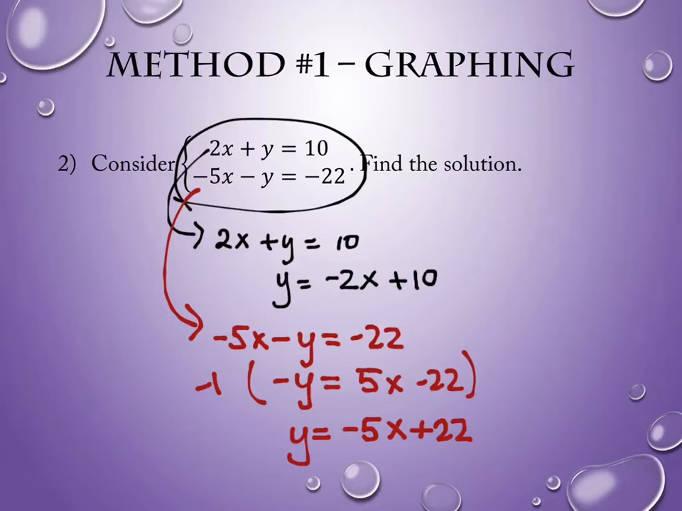Now, this isn't the only way to graph lines, obviously. You could pick two random points and connect them, and that'd be okay. But probably for most of us, this is what we think of when we think of graph a line. Get it into y equals, and then use slope and y-intercept.